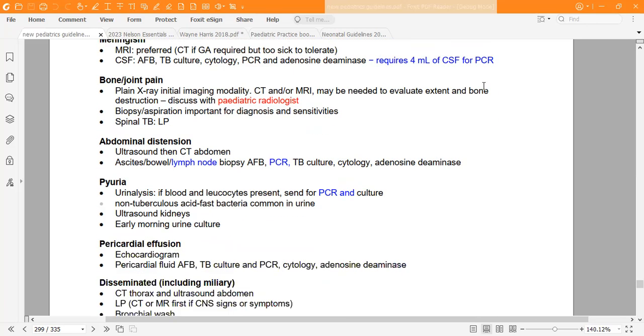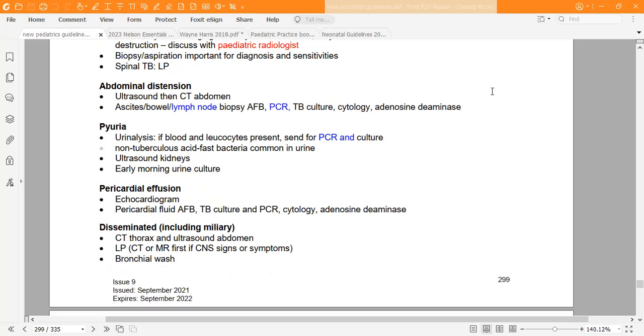Okay, abdominal distension, ultrasound, then a CT abdomen. I'll do ultrasound abdomen, then a CT abdomen. If there's ascites or bowel, lymph node biopsy, AFB, PCR, TB culture, cytology, adenosine deaminase. Okay, if there's ascites or bowel, lymph node biopsy.